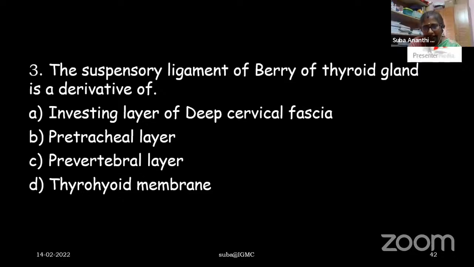So suspensory ligament of Berry, it's the false capsule thickening. So thickening of false capsule along the medial aspect. So that is a pre-tracheal layer. Pre-tracheal layer forms the false capsule. So this part, suspensory ligament of Berry or posterior ligament of thyroid, this gets attached to the cricoid cartilage.